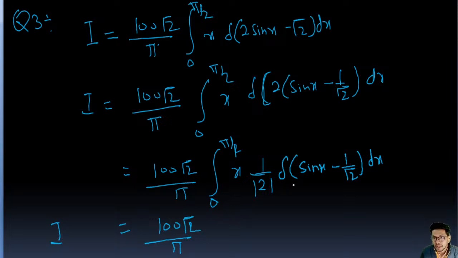So here also we'll find out this value. So let's find the value of delta of sin x minus 1 upon root 2 first. It's a function, right? This is delta of sin x minus 1 upon root 2. Okay, this we know, right?